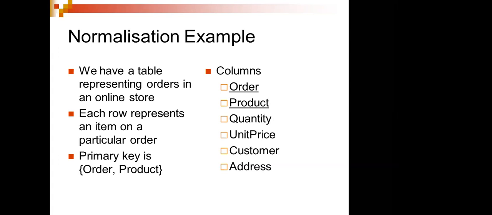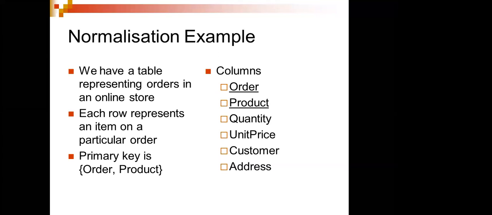Table is what? Orders. Okay, so in an online store, we have this table called orders, and each row represents items on a particular order, and we have the primary key in the order as order and the product. So you have to remember this one. So what are the columns we have? We have order, product, quantity, unit price, customer, and address. So this is a table having the following attributes. Table name is Orders. Attributes are order, product, quantity, unit price, customer, and address.